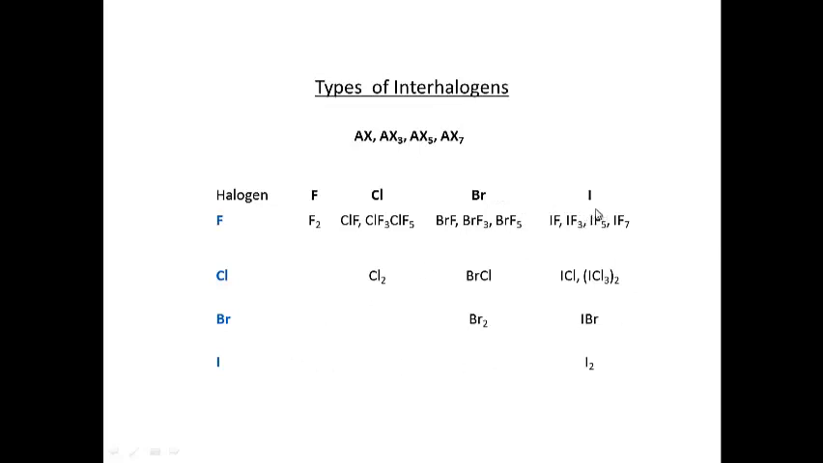Known compounds of iodine, where iodine behaves like a cation, are IF, IF3, IF5 and IF7. There are also ICl, ICl3 twice and IBr. Amongst these, IF7 is the most unstable interhalogen known. It disproportionates into IF5 and I2 very rapidly.